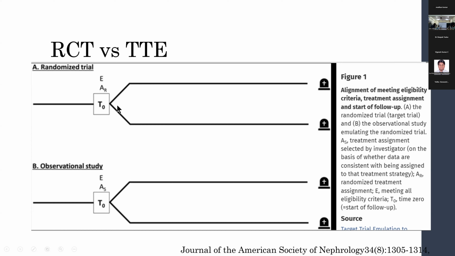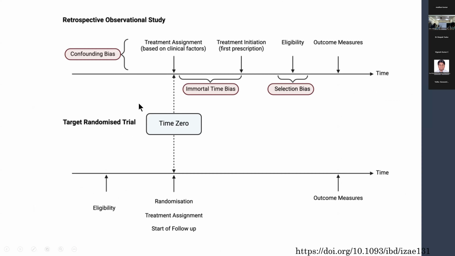So in a RCT, people who are eligible are randomized and they get an intervention, or they are in the study. That all happens at time zero and all of them are aligned. Because they are all aligned, this is how we get real evidence data. In an observation study, this may not be aligned. So that leads to some of the biases. If they are not aligned, it can lead to some biases, and we'll look at that. So we look at confounding bias, we look at what is immortal time bias and selection bias.